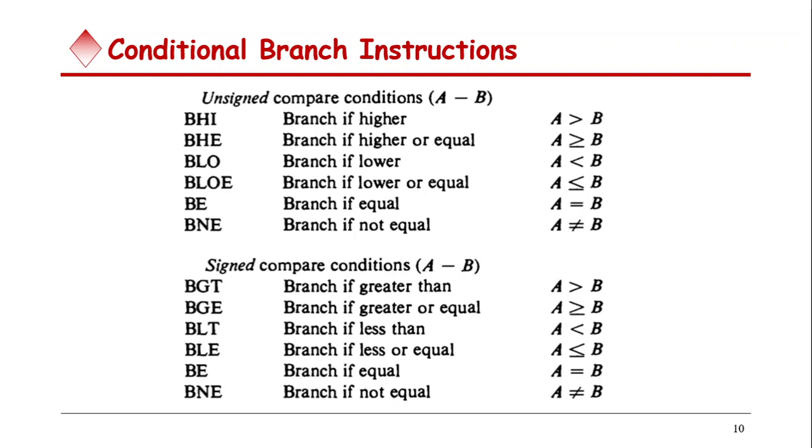Conditional branch instructions for unsigned compare conditions are branch if higher or equal, branch if lower or equal, branch if equal, branch if not equal. For signed compare conditions: branch if greater than, branch if greater or equal, branch if less than, branch if less or equal, branch if equal, branch if not equal. So these are the different conditional branch instructions. And that's all.